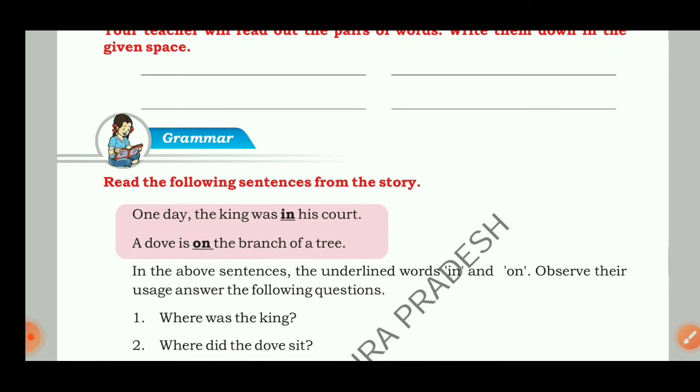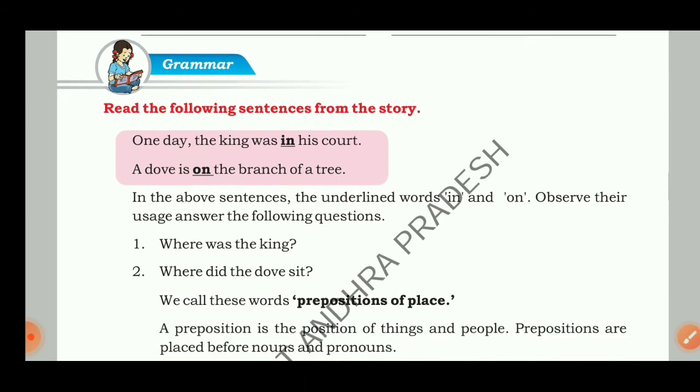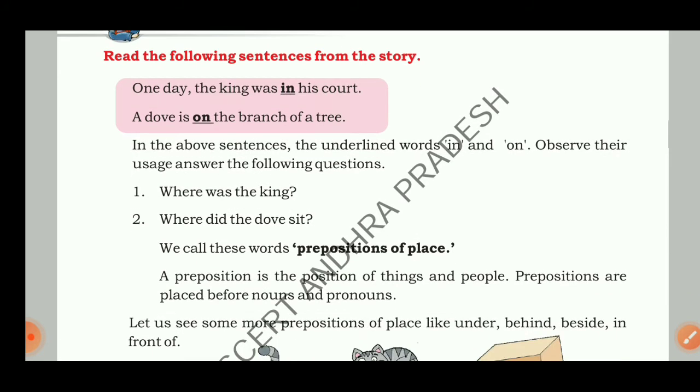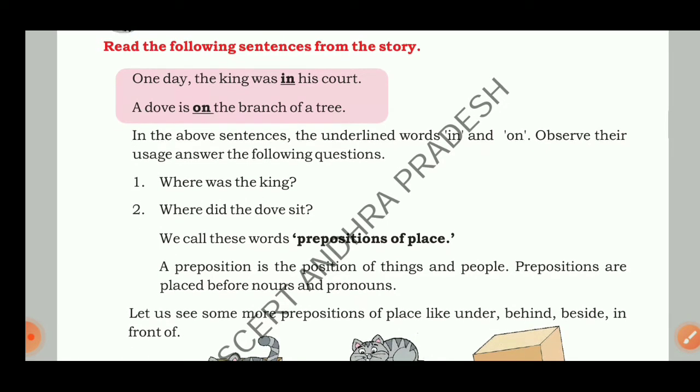Next, grammar. Read the following sentences from the story. One day, the king was in his court. The dove is on the branch of a tree. In the above sentences, the underlined words in and on. Observe their uses. Answer the following questions.